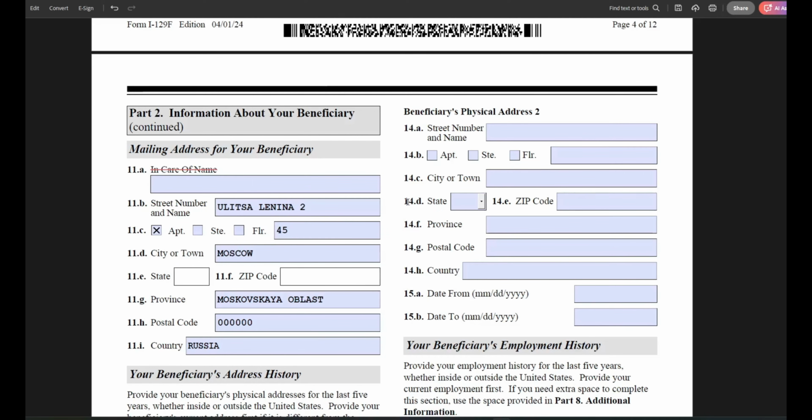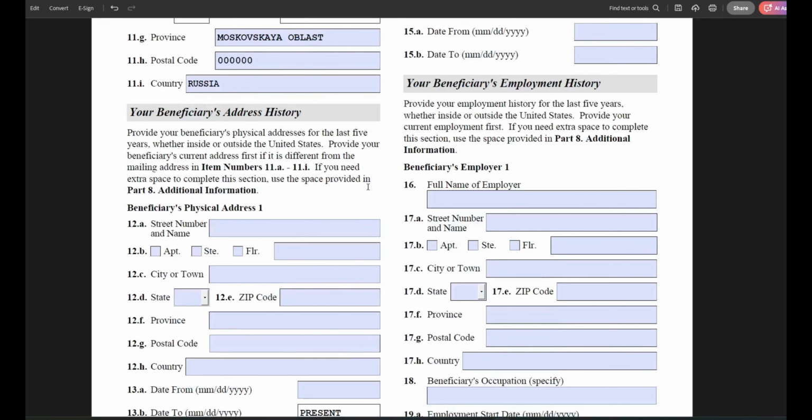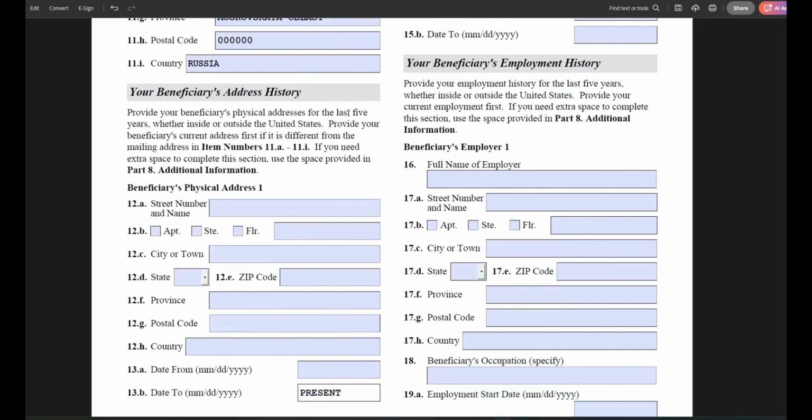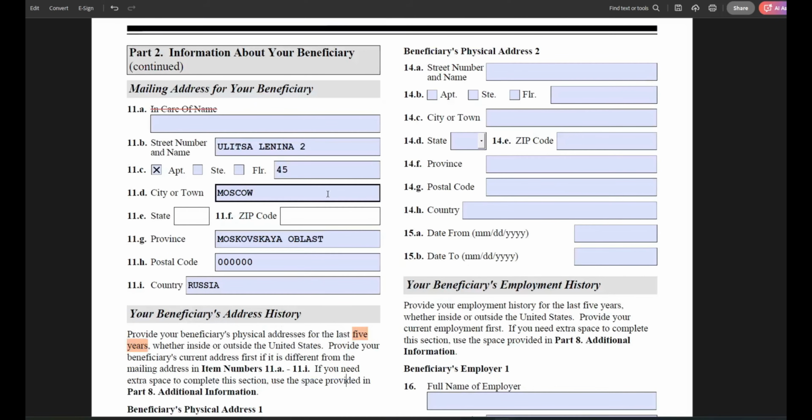Or alternatively, you can also use the Microsoft Edge browser to add text and make that text a little bit smaller to fit in this line. But in my opinion, you would want to have the full address here. Moving on, provide your beneficiary's address history also for the last 5 years. You will need to provide their current address first if it is different from the mailing address above.